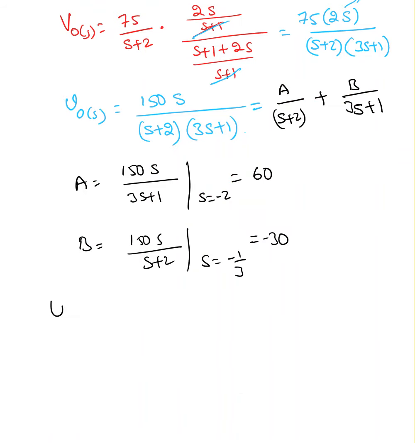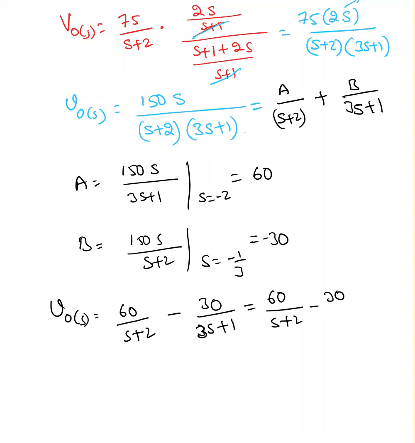So I have v naught of s equal to 60 over s plus 2 minus 30 over 3s plus 1. I'm going to write it down. So it's going to be 60 over s plus 2 minus 30 over 3s plus 1. If I pull out the 3 from this denominator, I will end up with 10 over s plus 1 over 3.